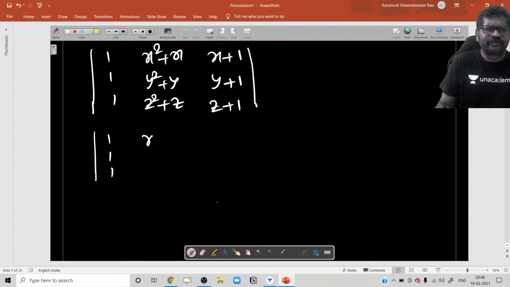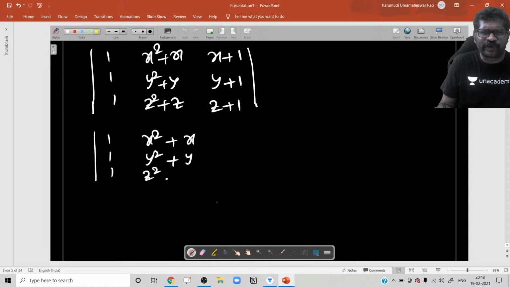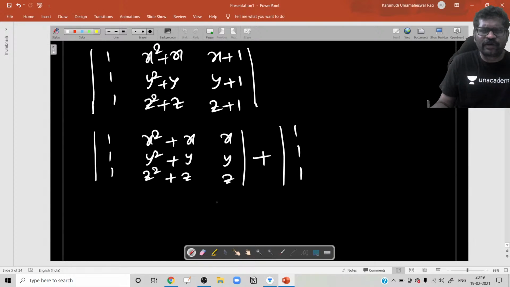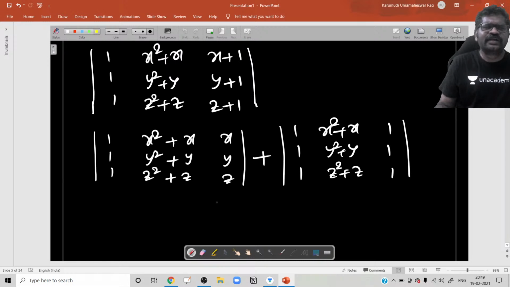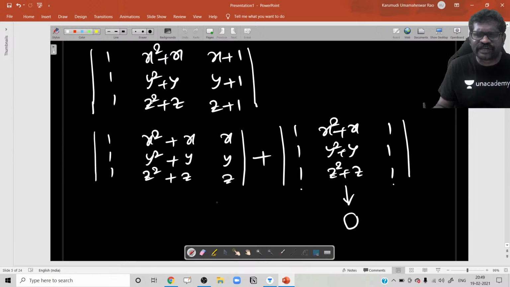1 1 1, x square y square z square, x square plus x, y square plus y, z square plus z, x y z plus 1 1 1, x square y square z square. Since two columns are identical, that's why the value of this determinant is 0. Now, this determinant can be written as sum of two determinants.